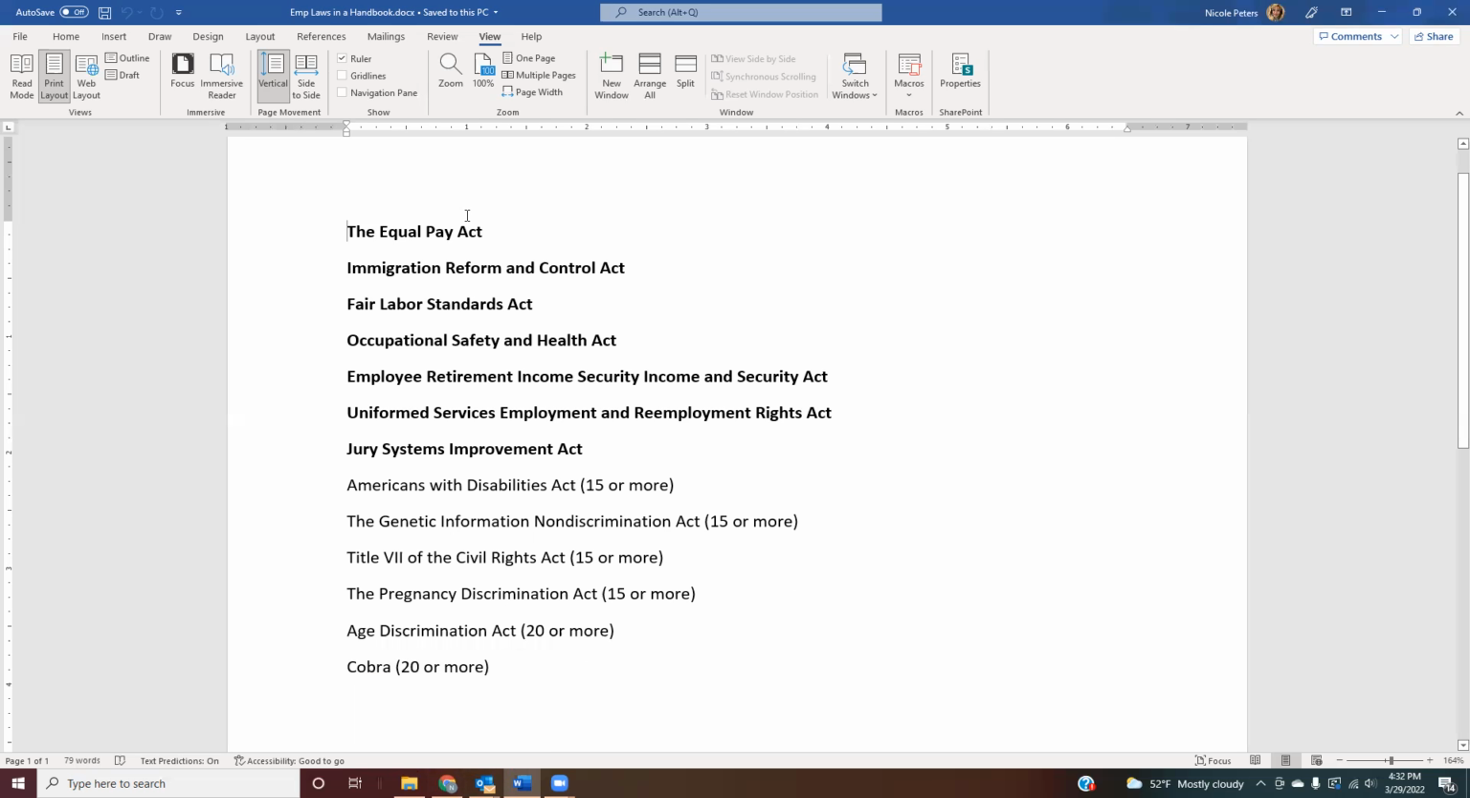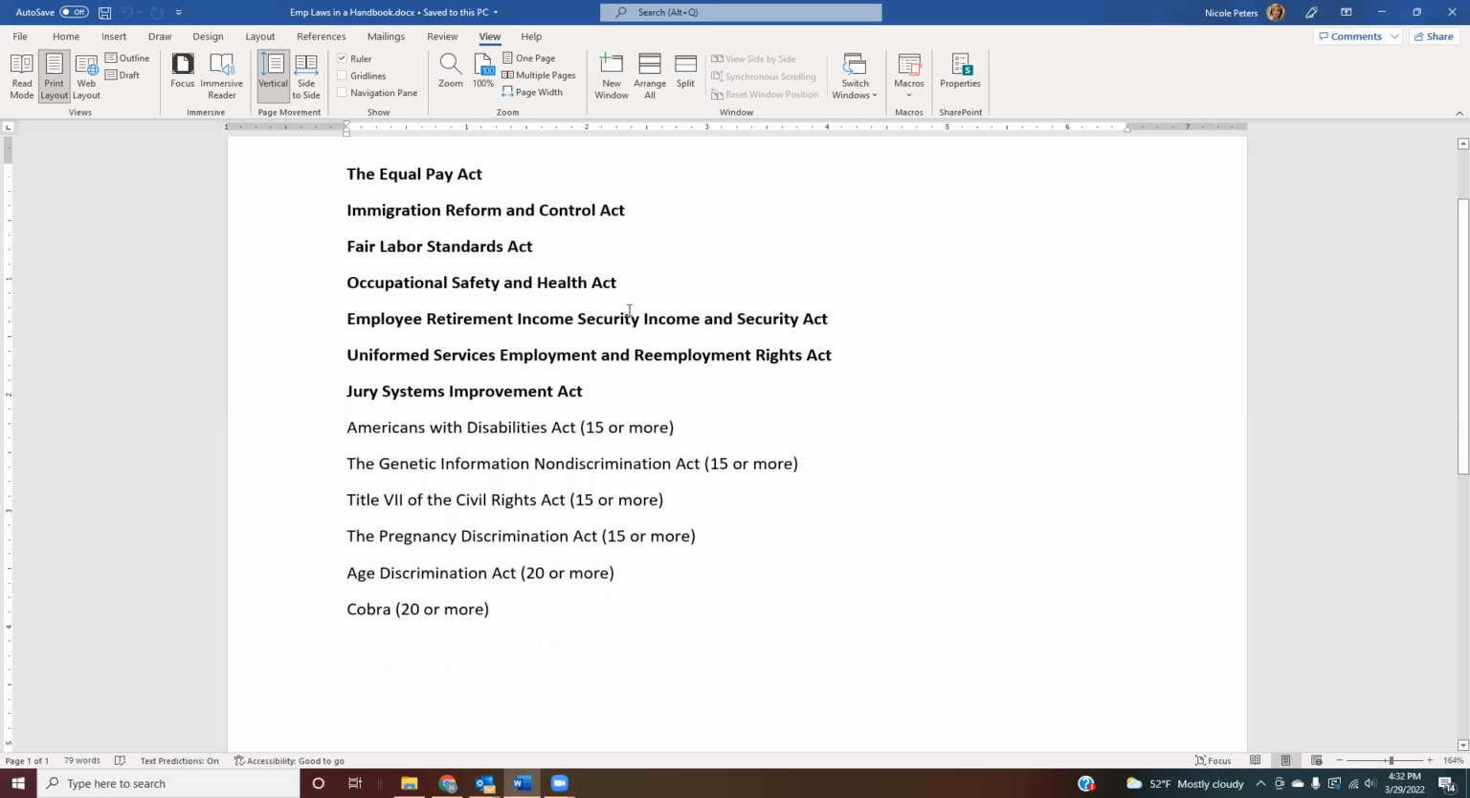Again, it doesn't have to be exact, and if you are missing one or two, that's fine. The only thing I don't want to see is laws or regulations on your list that don't apply, such as FMLA.